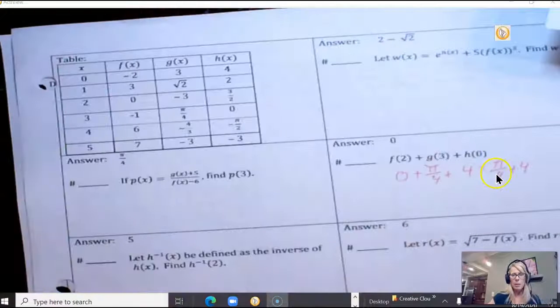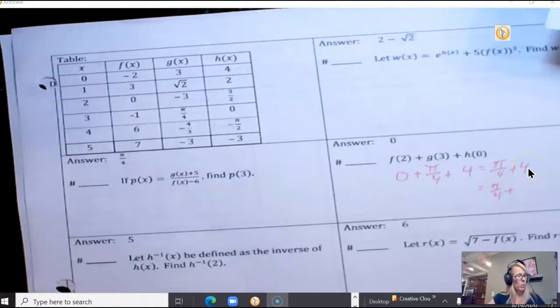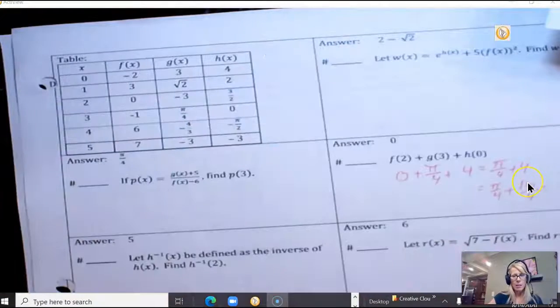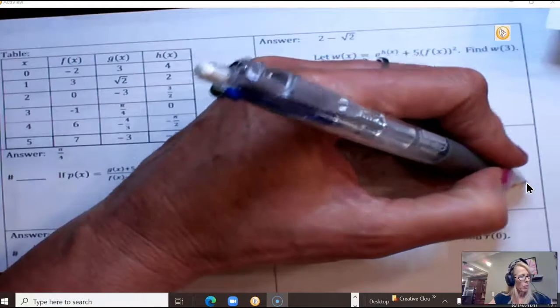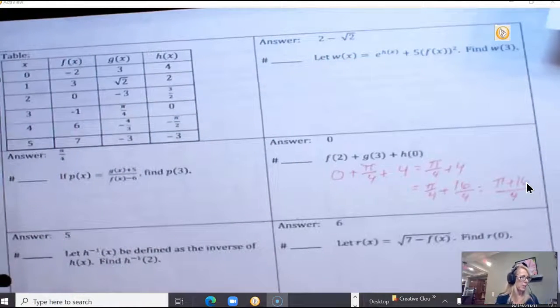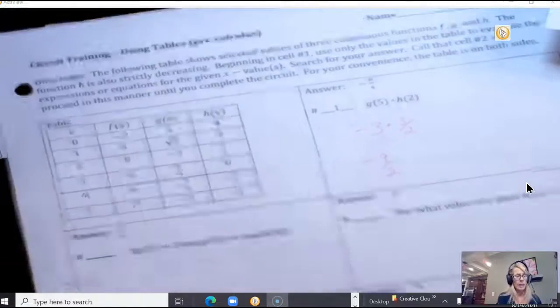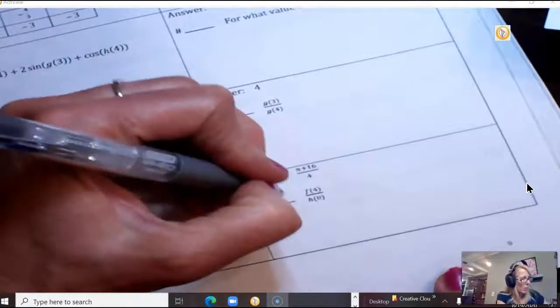Common denominator being 4. So this could be pi over 4 plus, if we take the denominator times 4, we get 16 over 4. And that will give us pi plus 16 over 4. And then we go find that, and it was on the previous page, the first page. Oops, I forgot to put the number on this. This is number 3, which means the next one is number 4. And that's going to be down here at the very bottom. Here we go. Number 4.